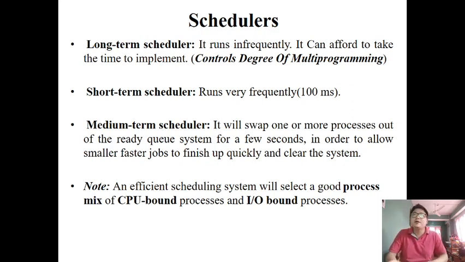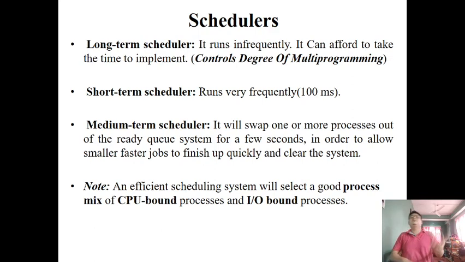This type of program, the short-term scheduler, is very frequently invoked in comparison with the long-term scheduler. If I compare the frequency of invocation of the short-term scheduler program and the long-term scheduler program, it is the short-term scheduler program which is invoked frequently, approximately every 100 milliseconds, for selecting a job from the ready queue and giving it to the CPU. So that is the job of the short-term scheduler: pick up a job from the ready queue and move it to the running state.